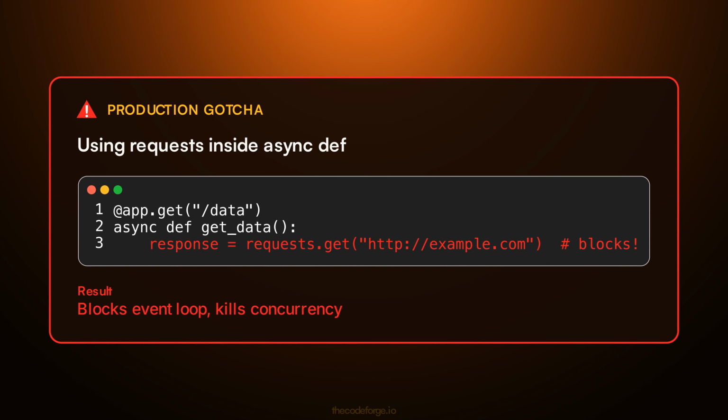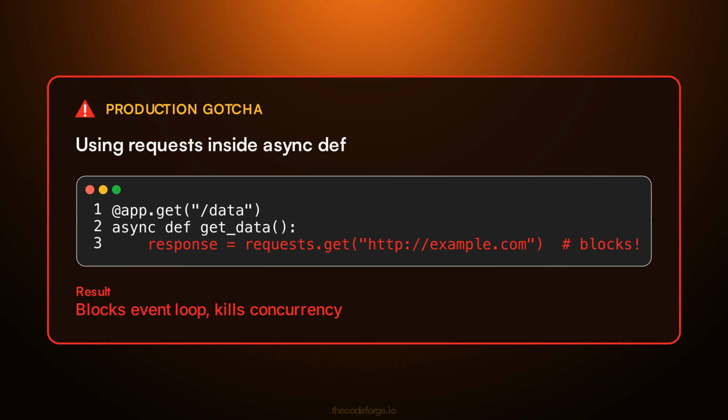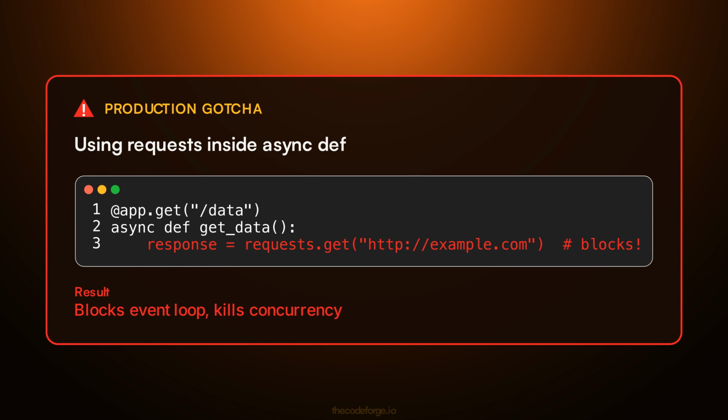Using the synchronous requests library inside an async endpoint blocks the event loop. Under concurrent load, request latency spikes, and eventually the server stops responding. Always use HTTPX's AsyncClient with await for HTTP calls in async endpoints.